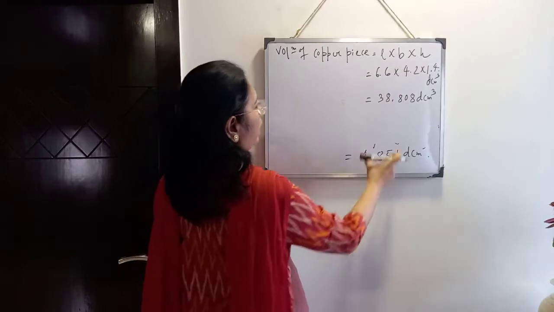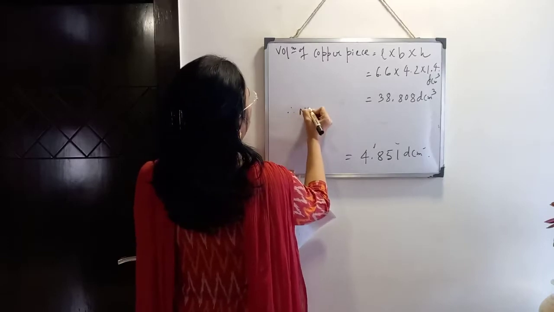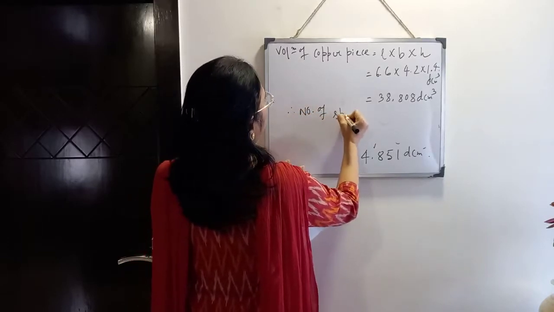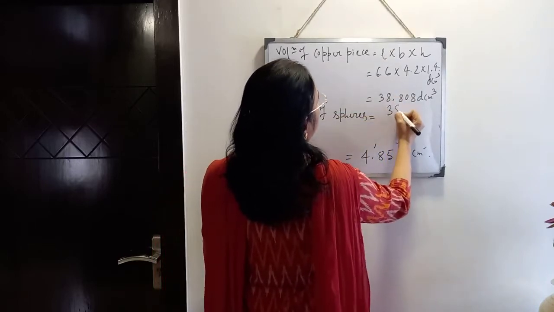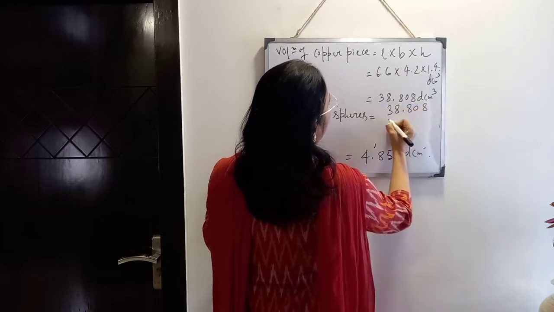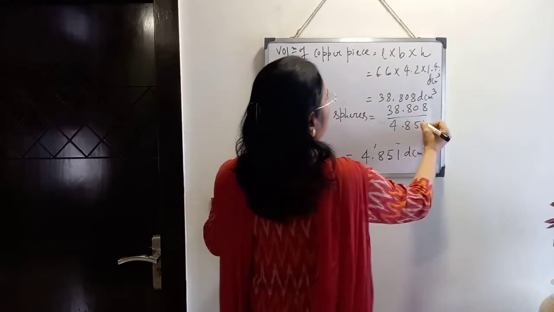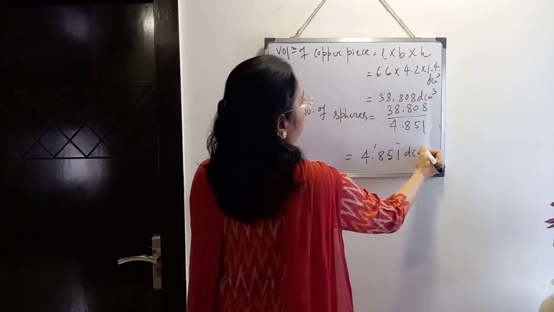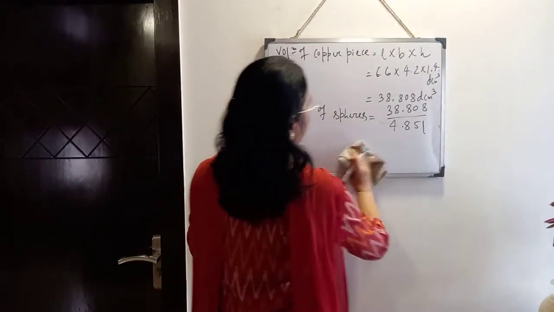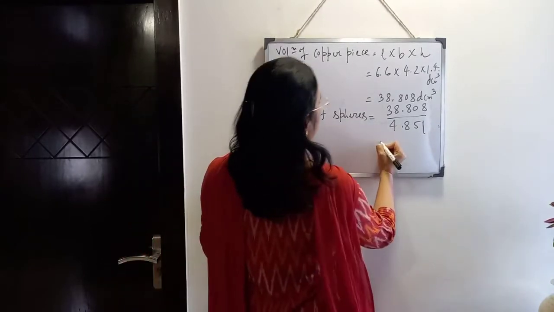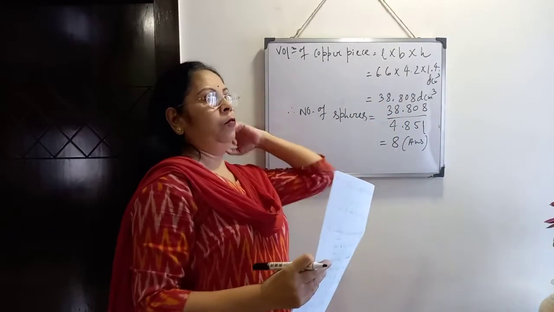Now it is very easy to calculate the number of spheres. What we will do, you will divide this volume by this volume. Therefore number of spheres equals this one by 4.851. As there is also decimeter cube, there will be no unit. Again after calculation it will come 8. These calculations you have to do yourself, otherwise there will be wasting of time.